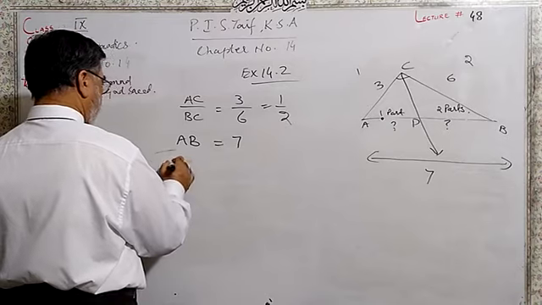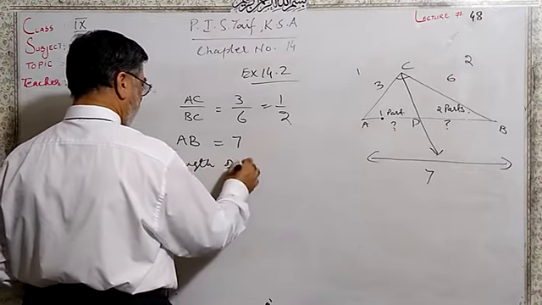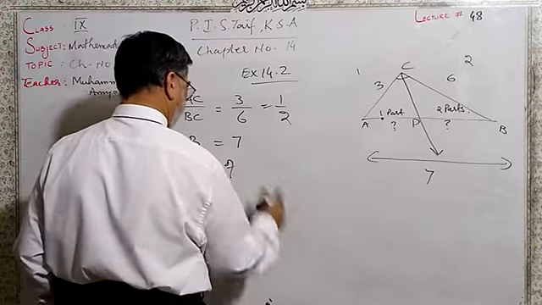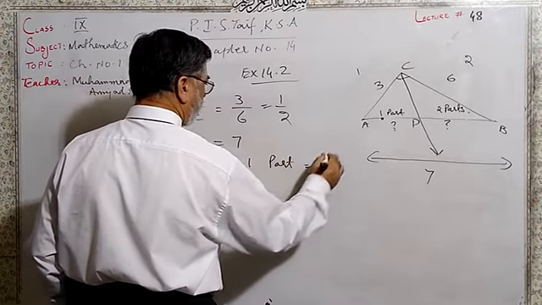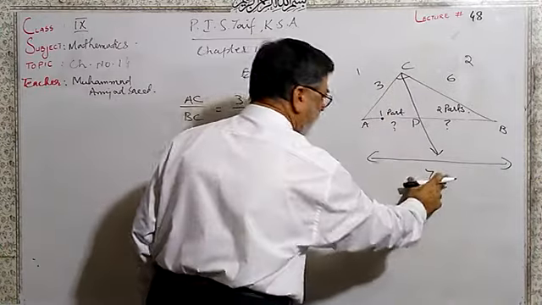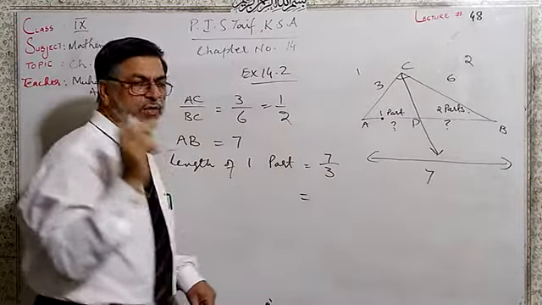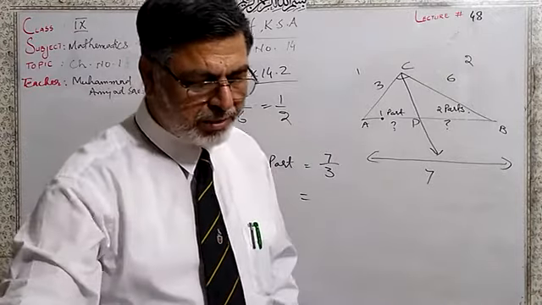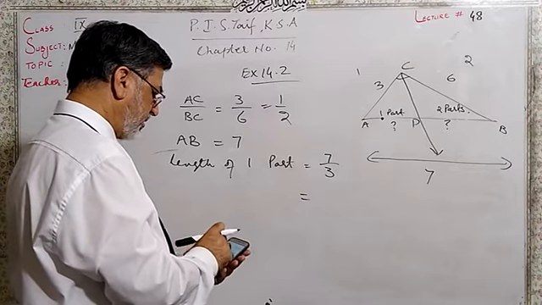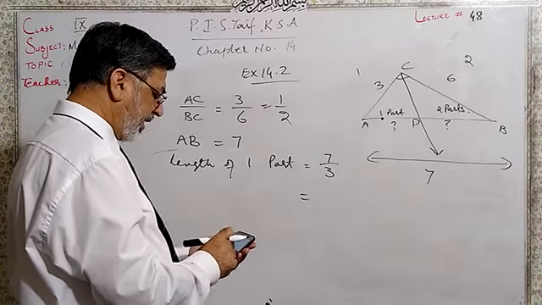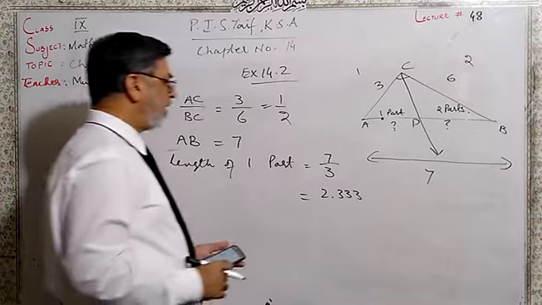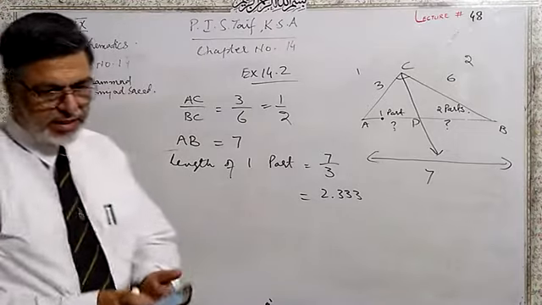Divide, so the length of one part will be equal to 7 over 3. This is 2, this is 1, 2 plus 1, 3. So 7 is divided by 3 to get your one part. What is the one part? You can check. 7 divided by 3 is 2.333.